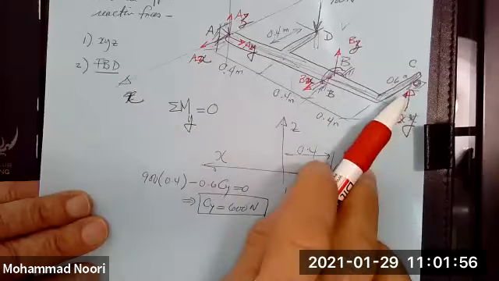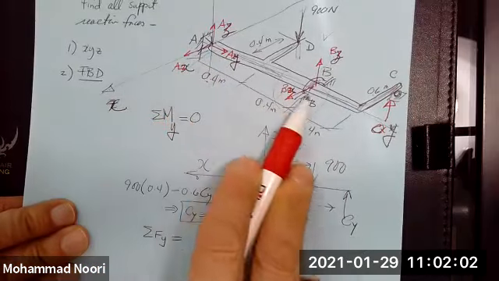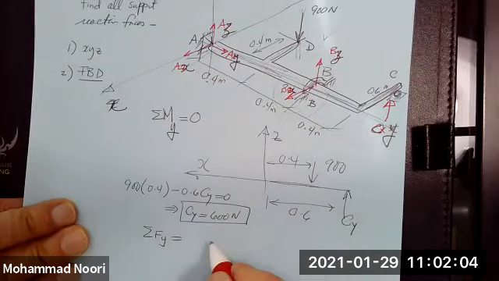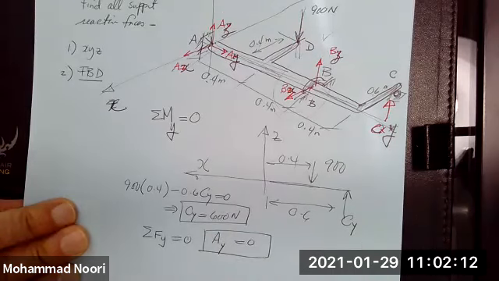Now look at this. If I write summation of forces along y equal to 0, how many unknowns do I have in this direction? Only AY. Any other forces? No. So AY would be 0.